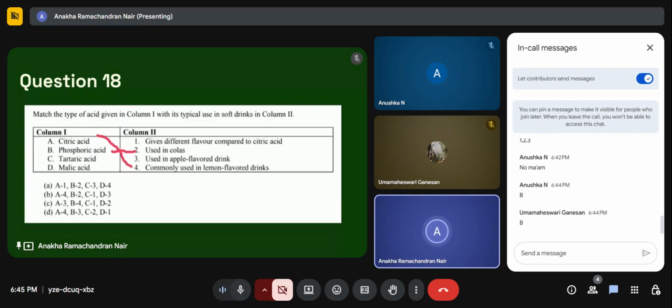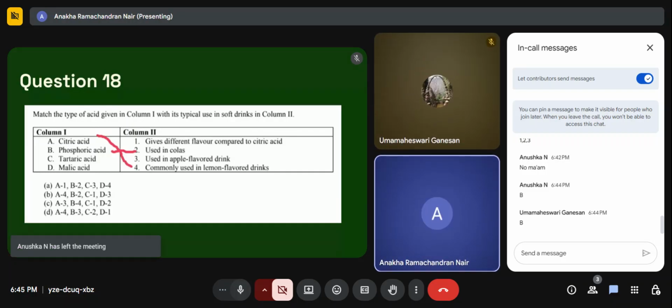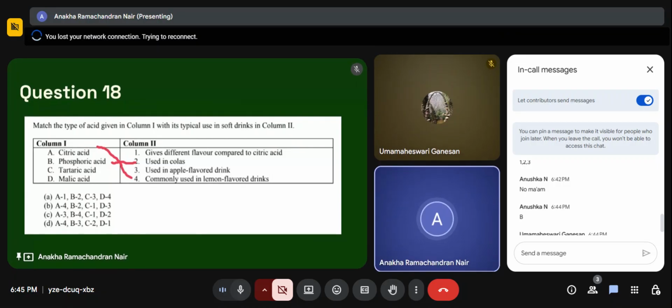So the next slide was not working. So I just answered in this. So you both are correct. It is answer B itself. So maybe let's move on to question number 19.